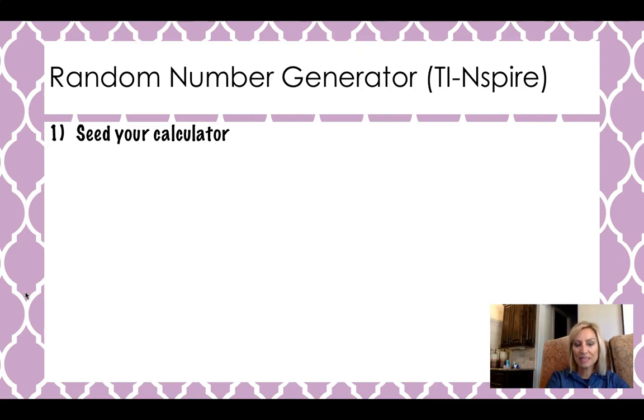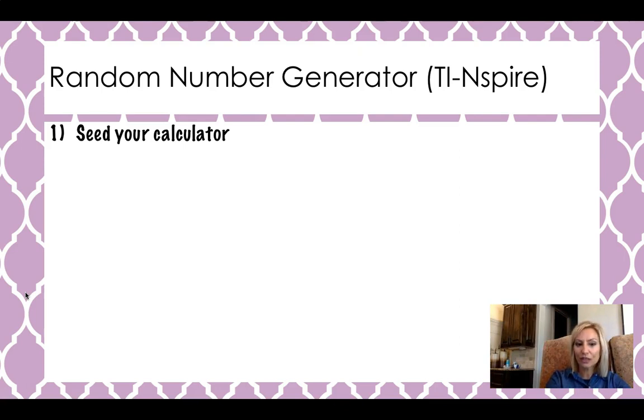If we all use the same calculator without seeding it, we might get the same random numbers because we're using the same algorithm. It doesn't really feel very random if we're getting the same numbers. So if you seed your calculator, you've basically told your calculator to begin somewhere else along that algorithm.